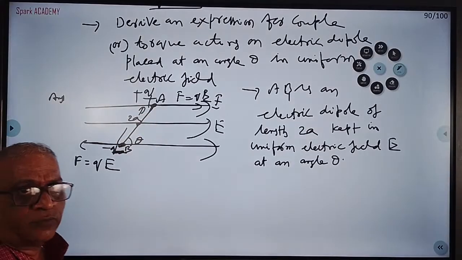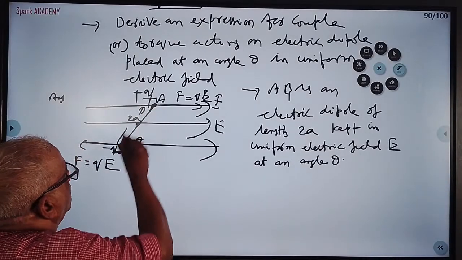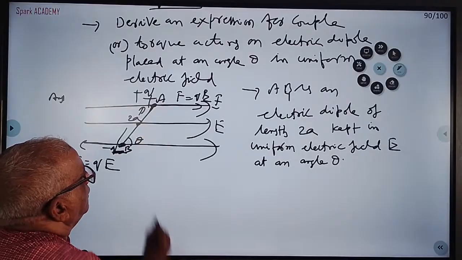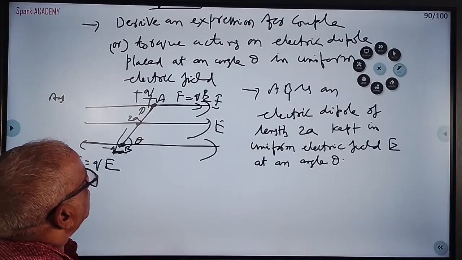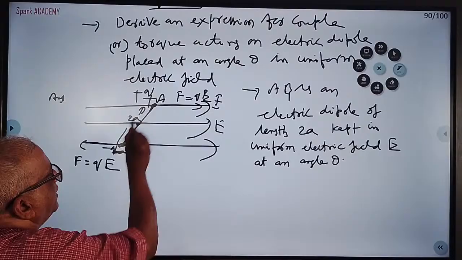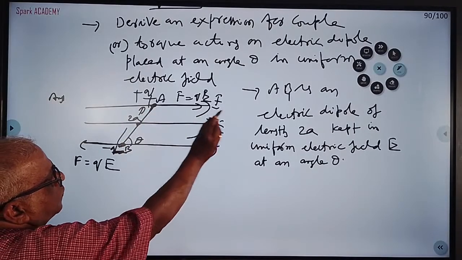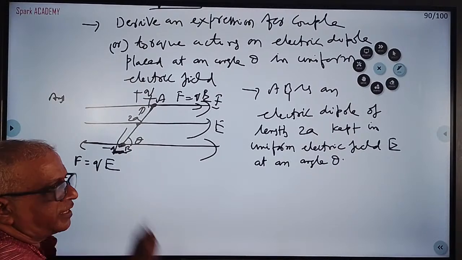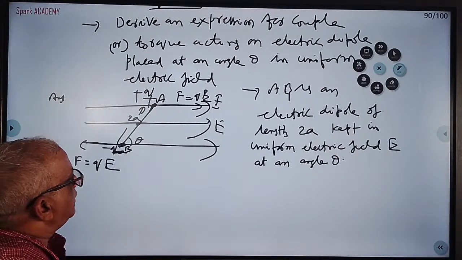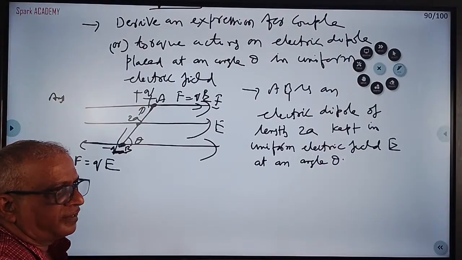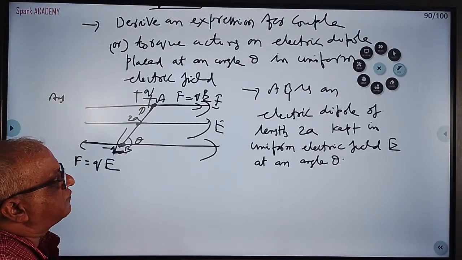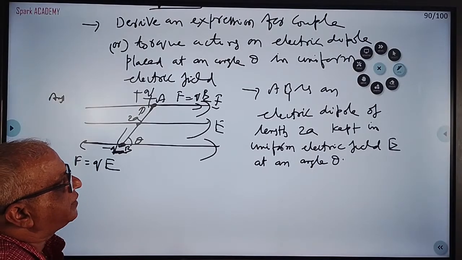Dipole means what? Two equal and opposite charges separated by a distance 2a is called a dipole. The plus charge will experience a force in the direction of the electric field. The minus charge will experience a force opposite to the electric field. Net force is 0, but the forces help to rotate the dipole.